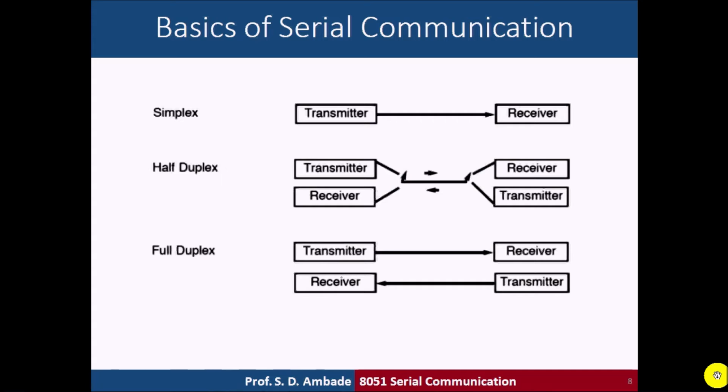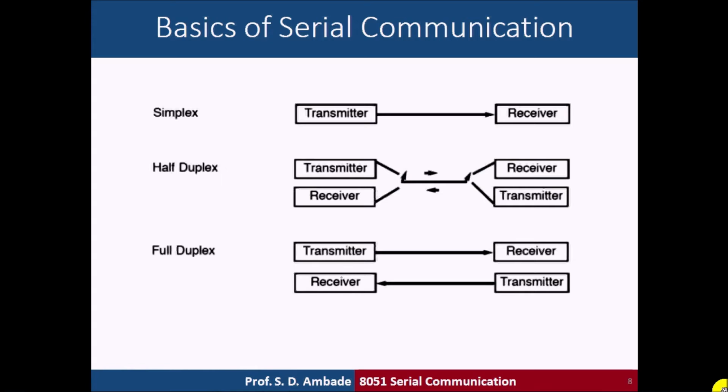As you can see, first one is the simplex. Here is the transmitter, this is the receiver. In simplex serial communication, the communication will be only one way. Means the transmitter can only send the data and the receiver can only receive the data. Transmission and reception will not happen at a single point. At a time only the transmitter is able to transmit data and the receiver is able to receive data.